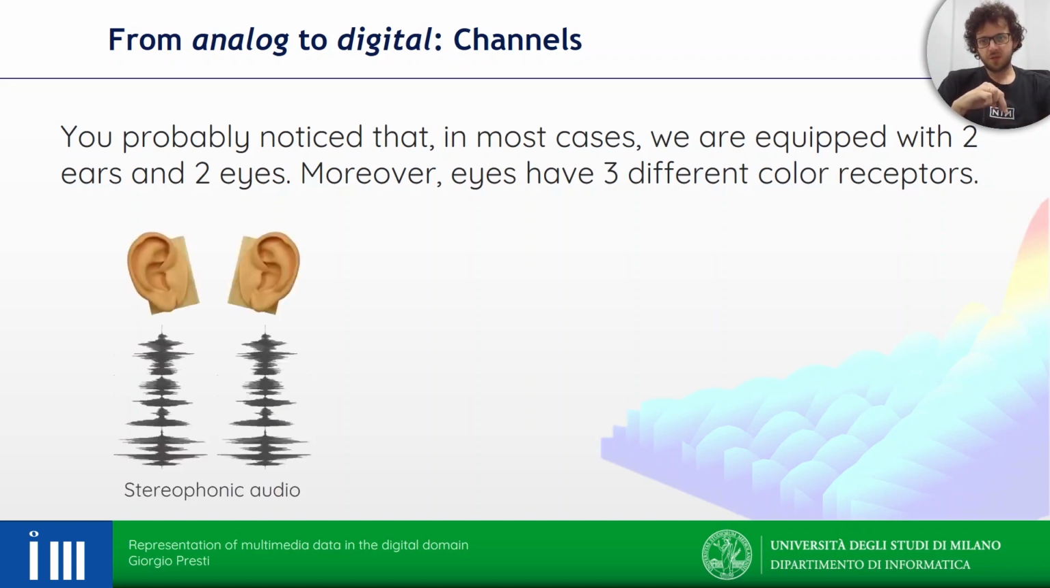Well, since we have 2 ears, usually we record stereophonic audio. That means that we record 2 signals for audio. One that is aimed at the left ear and one that is aimed at the right ear. And this provides us the impression of sources that are not just in front of us, but are all around us.